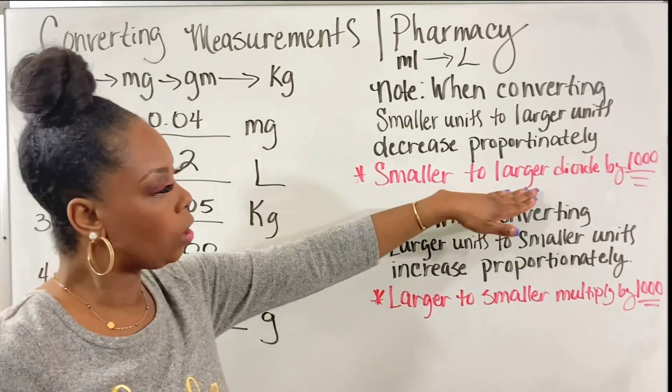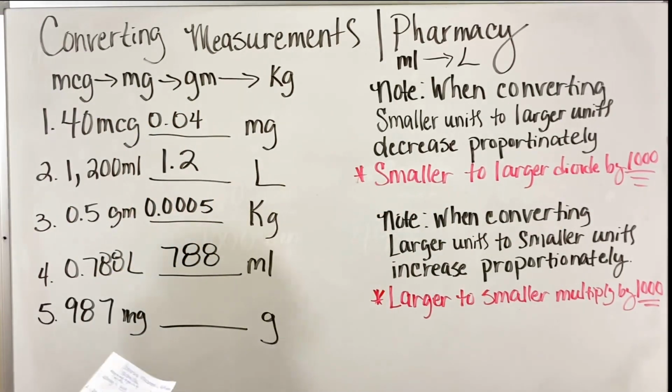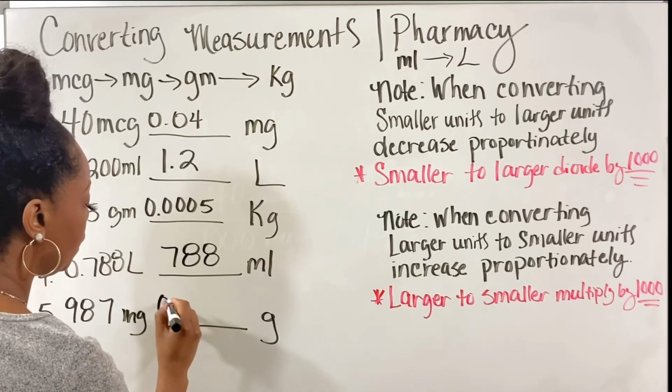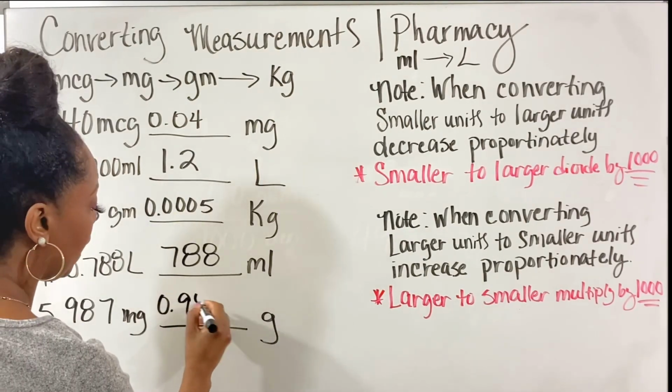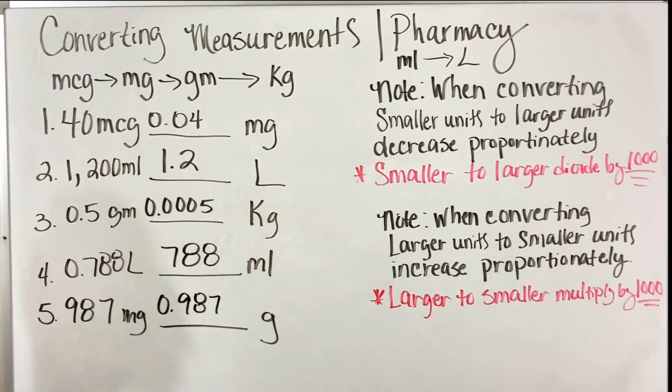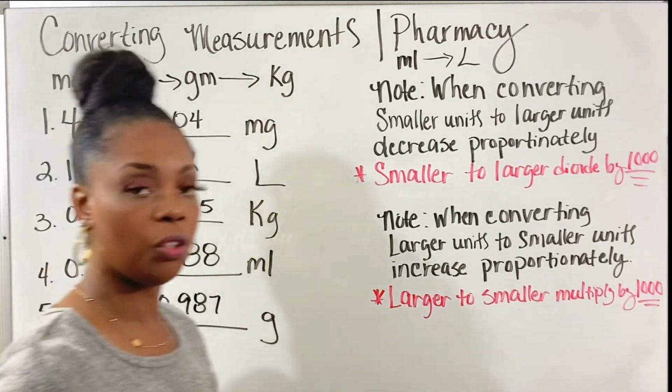So smaller to larger, we are going to divide by 1,000. So that's exactly what we're going to do. We're going to take our 987 and divide it by 1,000. That's going to give us 0.987 grams. All right, I think you guys are getting this though.